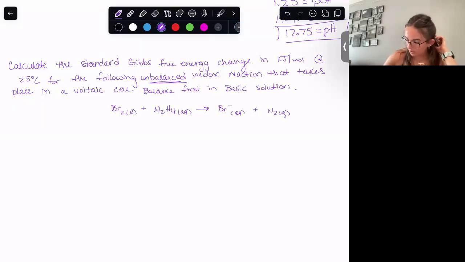Okay, so we're going to balance in a basic solution. So what does this mean we should see in our balanced reaction at the very end? Do you want to see H pluses or OH minus? Good, we want to be able to see OH minus, perfect. Okay, so we're going to split into our half reactions. We're going to keep bromines together and we're going to keep nitrogens together.